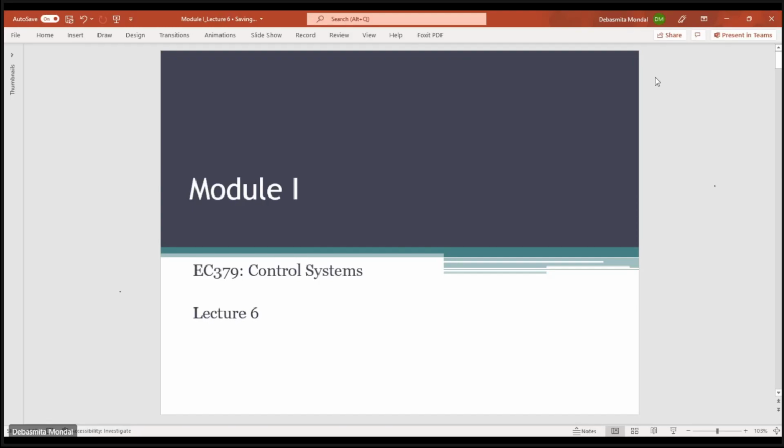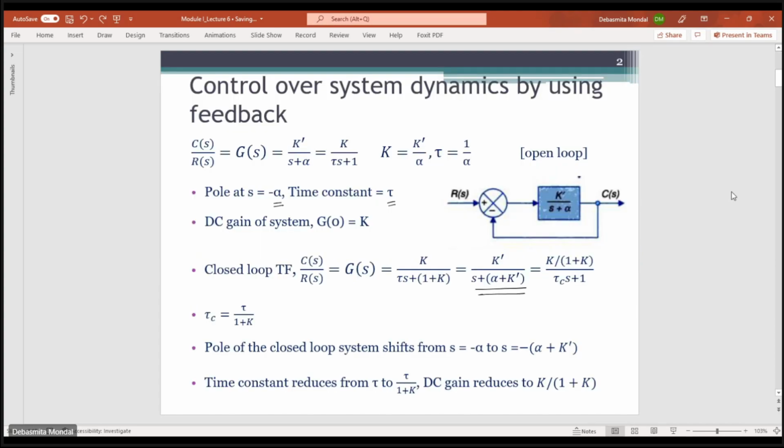Let's start today's class. In the last class, we were discussing what all are the advantages of using feedback in a control system, and how the dynamics or the system parameters are changed when we are using a feedback system.